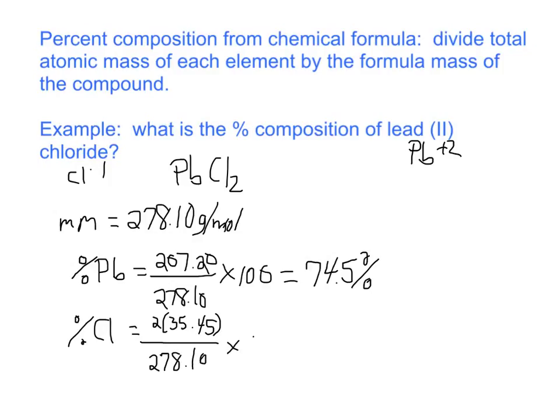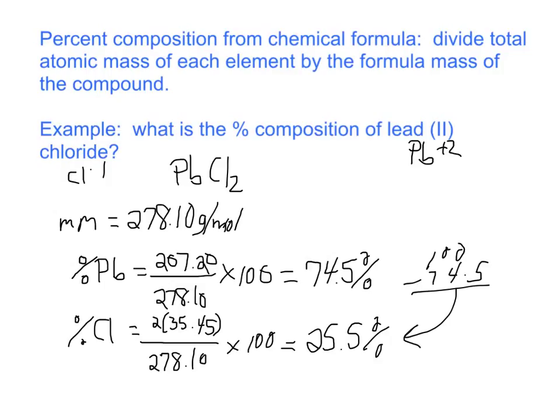Of course, multiply by 100, and you find out it's 25.5% by mass chlorine. And we could also have just taken 100 minus 74.5, and we're going to get to the same place. Yes. But if you're not comfortable with that, you have multiple avenues for getting to the same place.